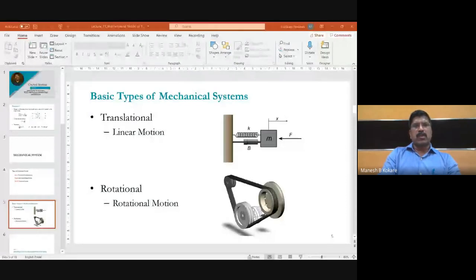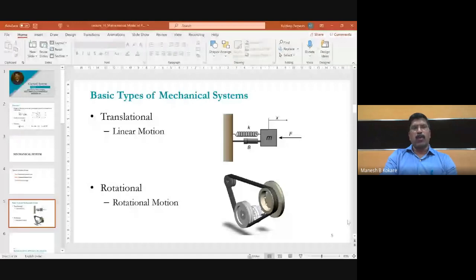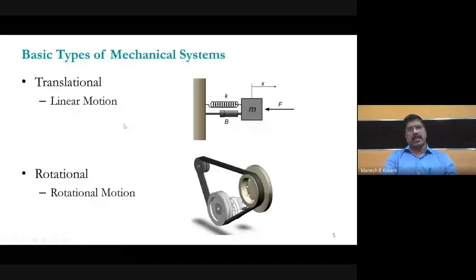I was talking about this basic system. In mechanical systems, there are two types. One is the translational mechanical system, where motion is linear, or the object moves in a straight line or in a curved path. Whereas in the rotational mechanical system, the object rotates around its own axis. So this is a rotational mechanical system, whereas this is a translational mechanical system. If you apply force on this, there will be linear displacement, which is given by x.